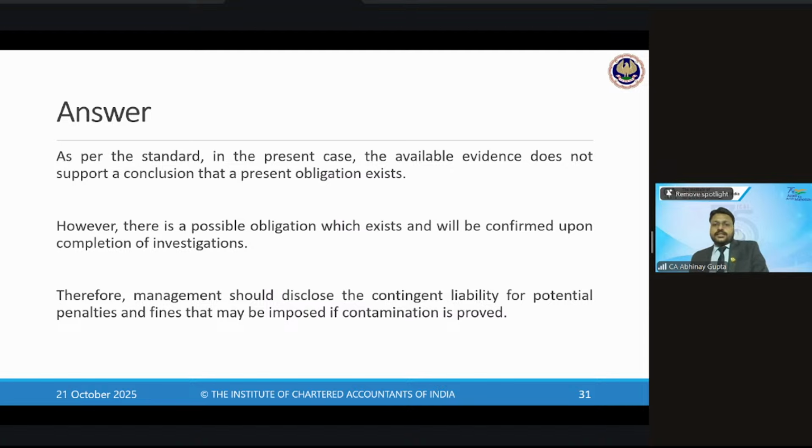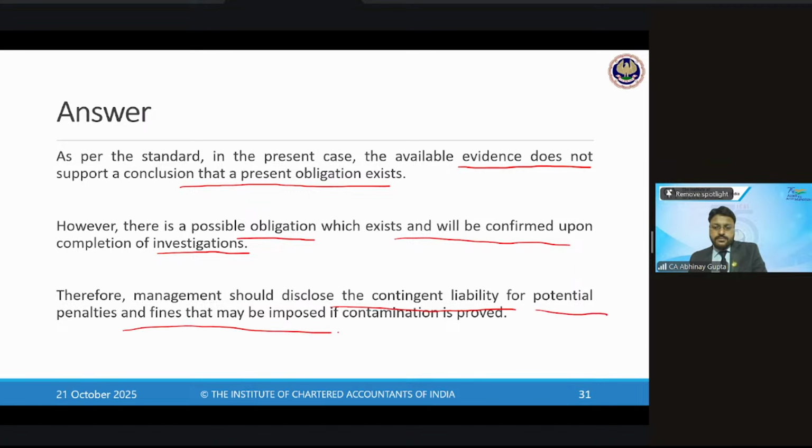See what the standard says. As per the standard, in the present case, the available evidence does not support a conclusion that there is a present obligation. However, there is a possible obligation which exists and will be confirmed upon the completion of the survey, that is the investigation launched by the government on the company. Therefore, management should disclose this as a contingent liability for potential penalties and fines that may be imposed on the company if the contamination on the part of the company is proved, right?